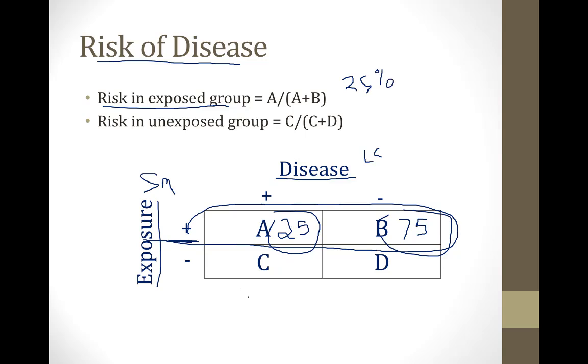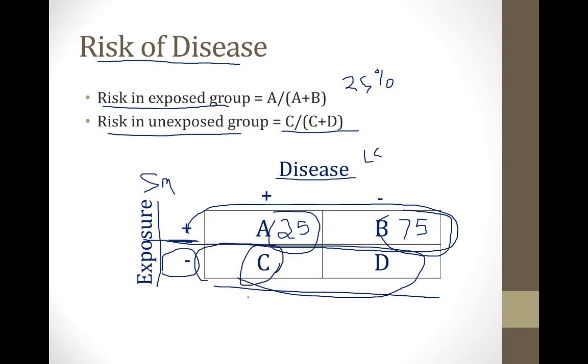And so you can do that for the top row to get the risk of disease in the exposed group. That would be A over A plus B. You can also do it in the bottom row among the patients who weren't exposed to smoking and get the risk in the unexposed. That would be C over C plus D. All we're doing here is taking the percentage of patients in the disease positive column as compared to the total in the entire row.